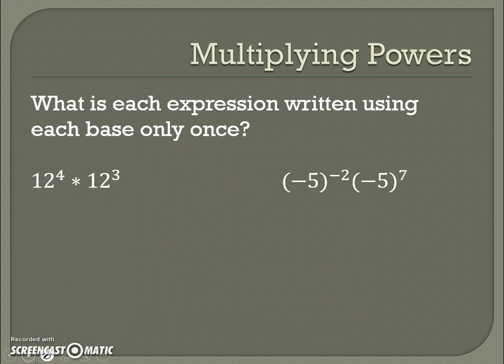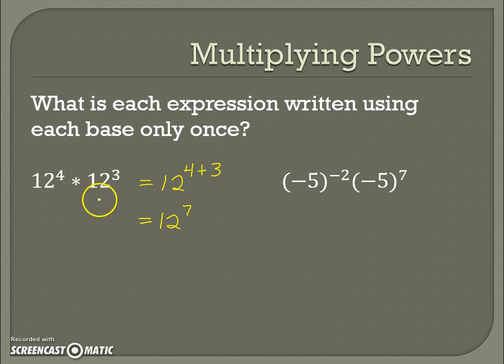All right, so multiplying powers. What is each expression written using each base only once? If it tells you to simplify, you get rid of the exponents. But if it's telling you to use the base or to write it with exponents, you don't do that. So here the bases are the same. So I add the exponents. So I get 4 plus 3, which is equal to 12 to the 7th.